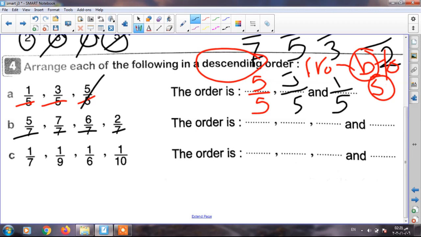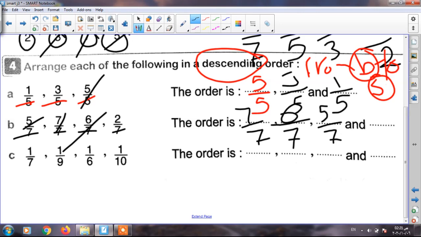the fraction with the greatest numerator is the greatest. So here 7 sevenths, number 1, and I will cancel it. After 7 sevenths, 6 sevenths, and I will cancel it. And 5 sevenths, and I will cancel it from here. And the last one, 2 sevenths.